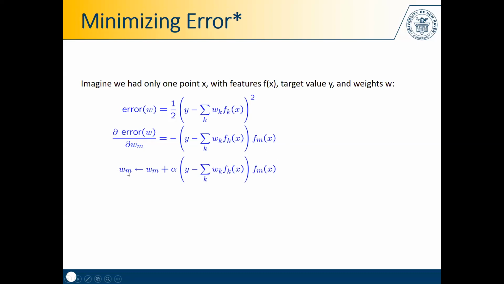Essentially, we update the weight for the nth feature by applying the same running average approach we've been following so far. It's going to be our current value of the weight plus a learning rate multiplied by this gradient. This gradient is telling us the direction of the error. If you think of it geometrically, if we walk that direction back, we've made our estimate closer to the observation, or in other words, we've minimized the error.